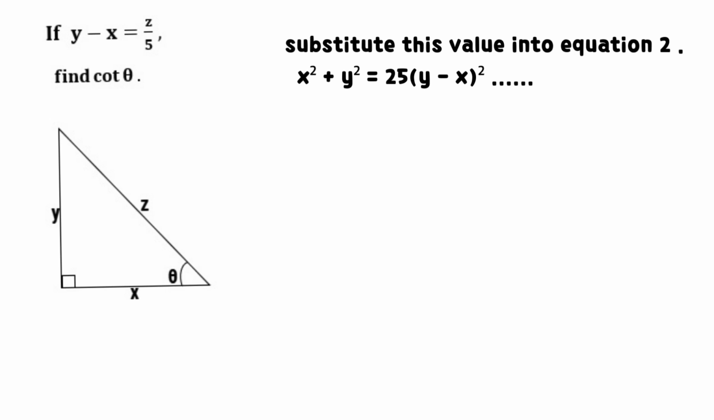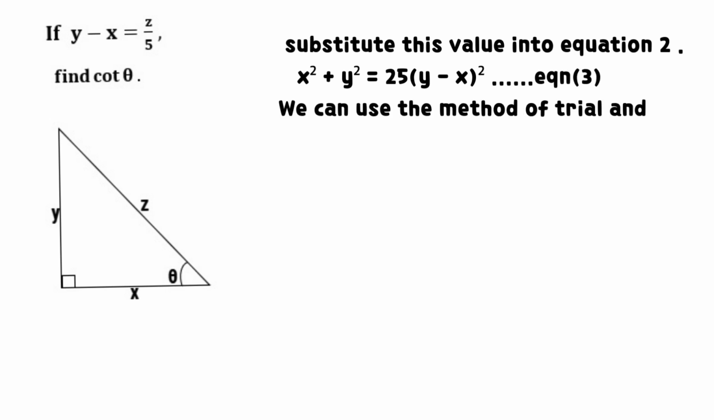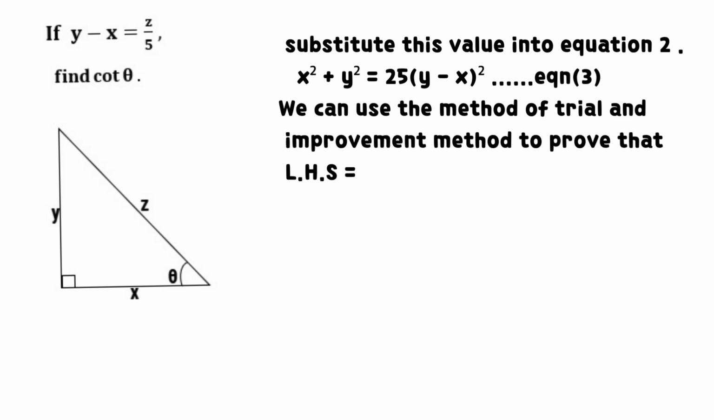Substitute this value into equation 2, so that the sum of the square of x and the square of y equals the product of 25 and the square of y minus x. We call it equation 3. We can use the trial and improvement method to prove that the left-hand side of equation 3 equals its right-hand side.